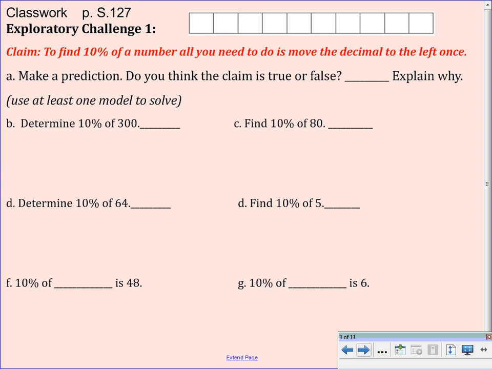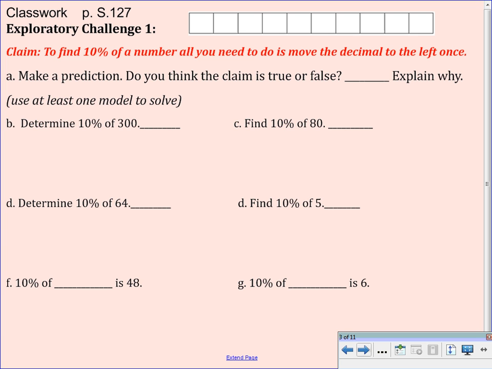Just like in ELA, we can have a claim in math also. So somebody made a claim to find 10% of a number. All you need to do is move the decimal to the left once. So right now, make a prediction. You know from science, look, it's all coming together. Science, ELA, math. Doesn't matter if your prediction comes true or not.